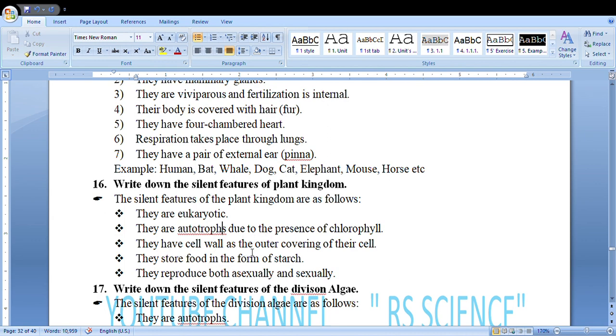They have cell wall as outer covering of their cell. They store food in the form of starch. They reproduce both asexually as well as sexually.